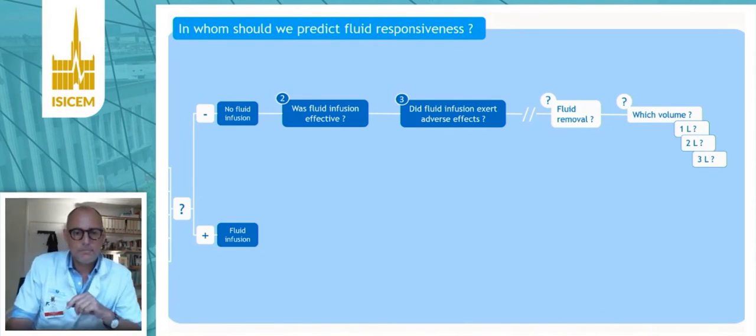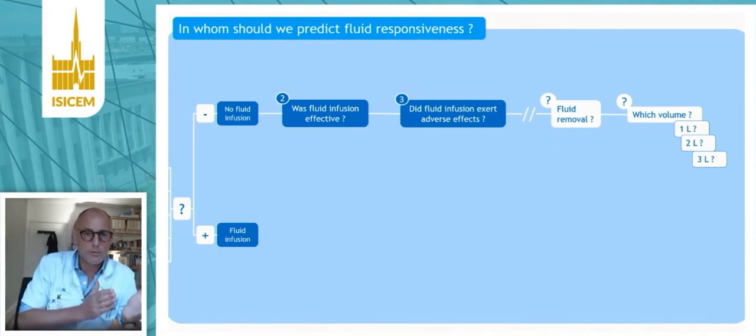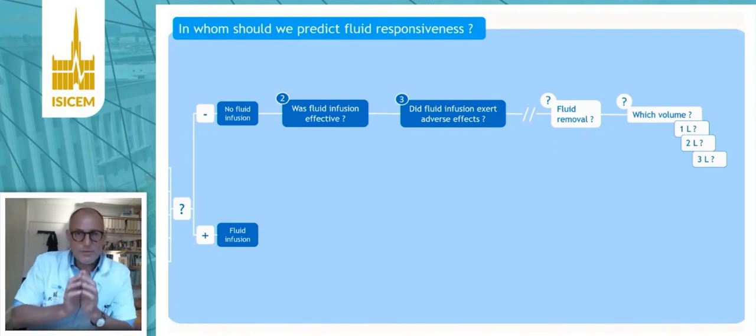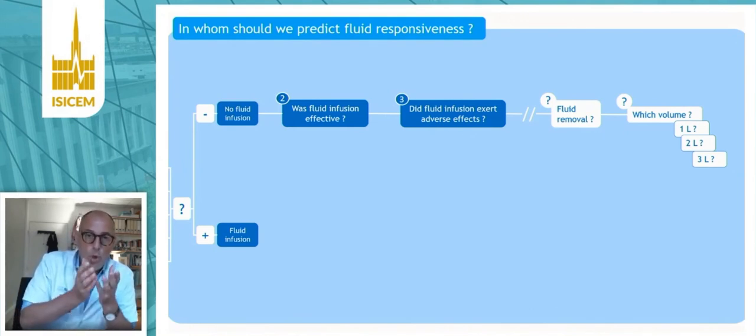But here the question is very practical. Which volume should we remove with diuretics or with ultrafiltration? 1, 2, 3 liters or more? That practical question is important because we want to achieve the best fluid status rapidly, but we do not want to remove too much fluid or remove fluid too fast, inducing hypotension with diuretics or hemofiltration, for instance. Agree with me, this is a daily question.